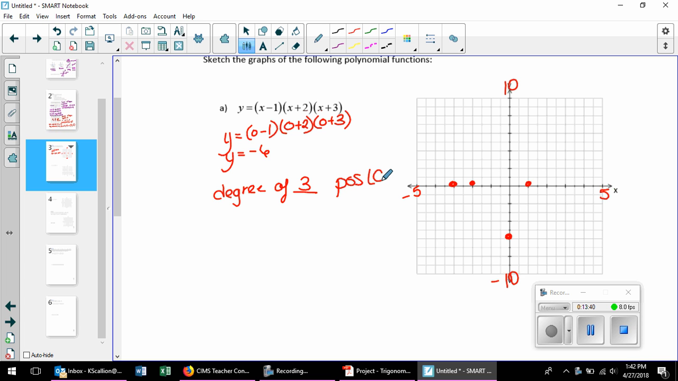Positive x times positive x times positive x. So David's first term was x cubed, just a plain old x cubed, right? Unless you're really wrong. I don't think he did either. I think he's on the right track.